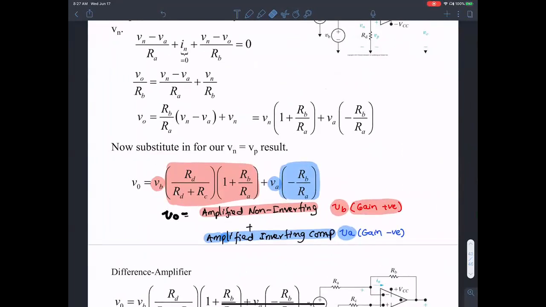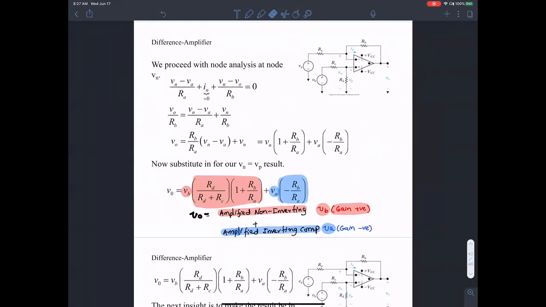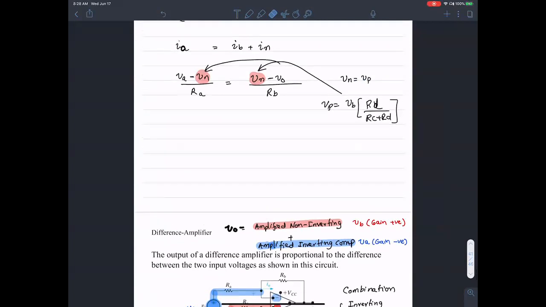Okay? Questions, please. So just to be sure, after we plug in Vn and simplify, we should get what you were just showing us there at the bottom? Yes. Okay.